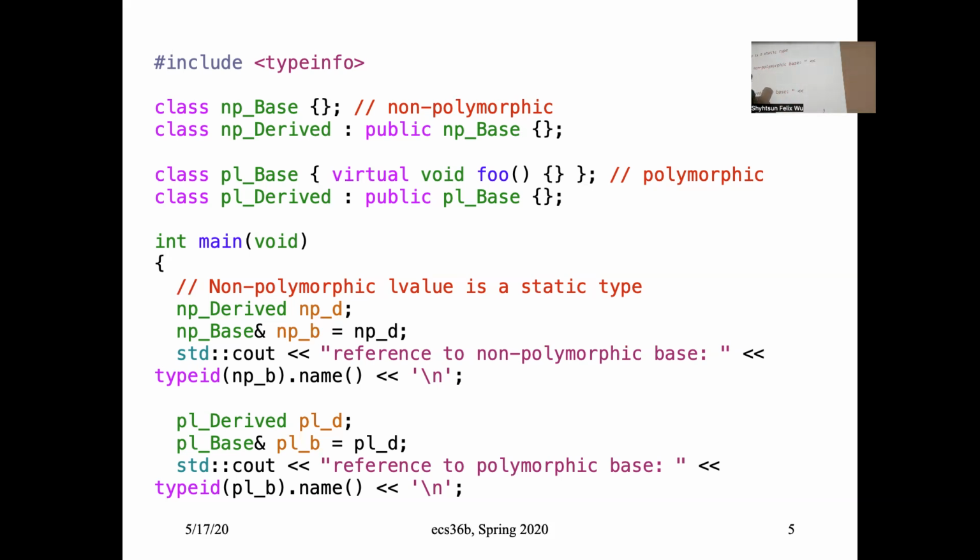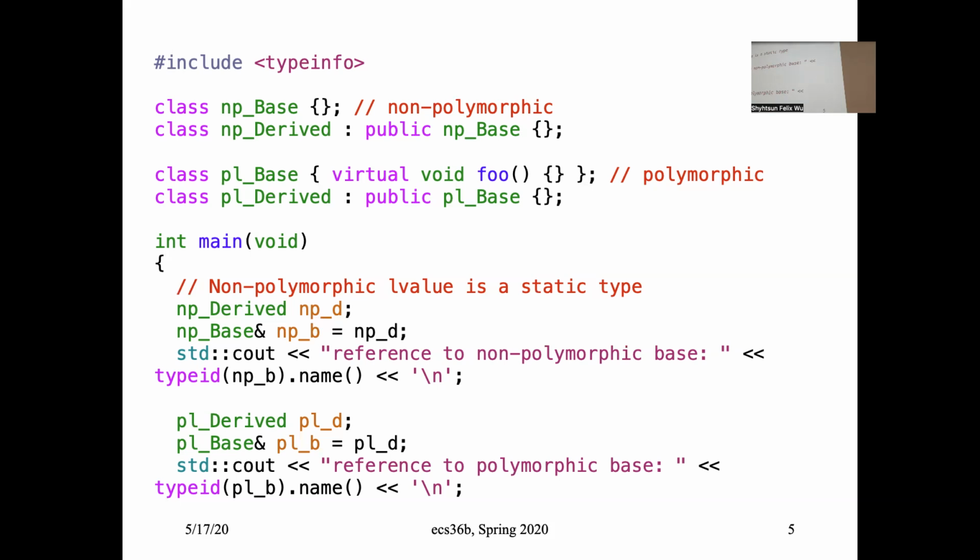And then for the second one, you can see I have another pair, PLD and PLB, the same thing. I'm casting from the derived to the base using reference, except this time their relationship is polymorphic. And I'm doing the same thing: typeid PLB .name, like this. Okay, so I'm going to give you a hint. You're actually going to see a somewhat different style of output from these two lines. What do you think you're going to get?